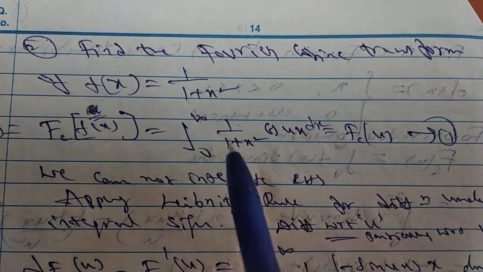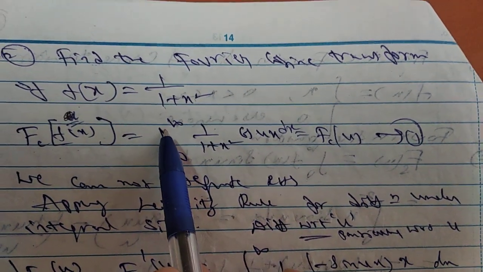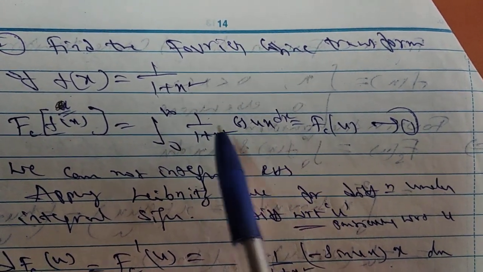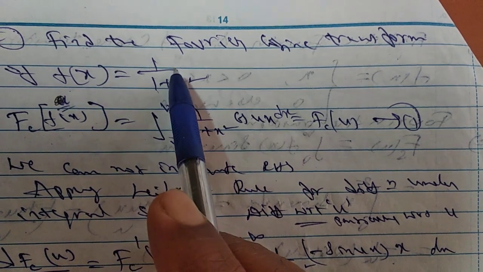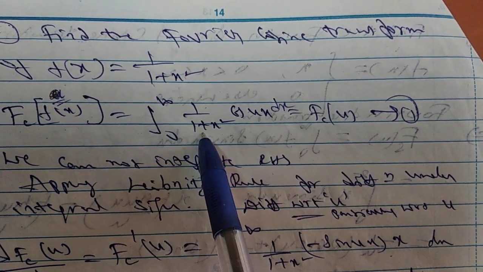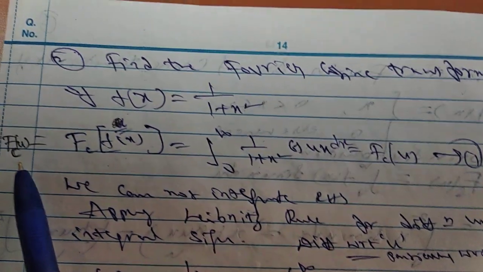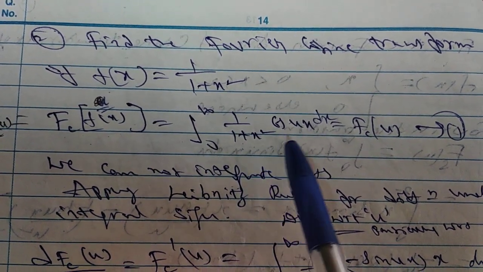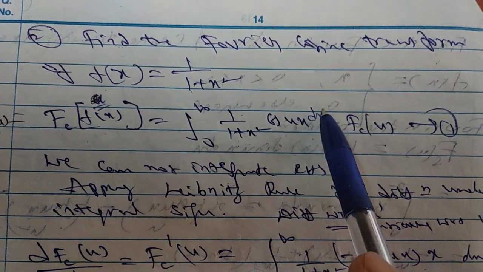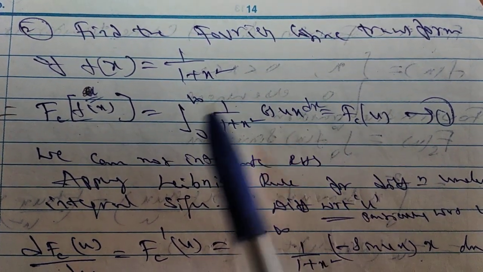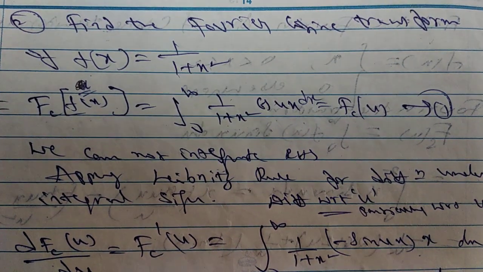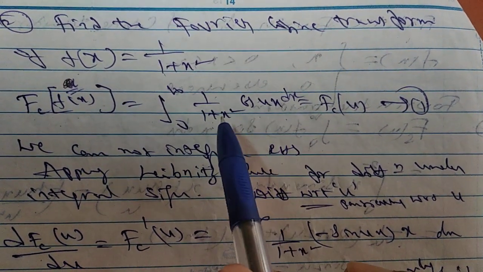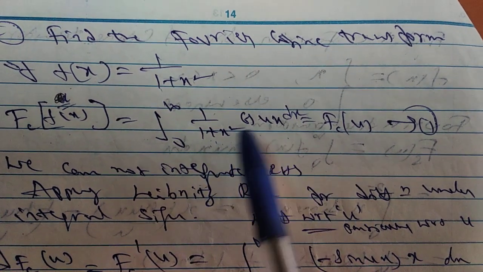F of u is equal to integral of 0 to infinity f of x cos ux into dx. So here what is f of x in this problem? F of x is equal to 1 over 1 plus x square. Therefore f of u is equal to integral of 0 to infinity 1 over 1 plus x square cos ux into dx. So this one you have to integrate. This is the answer, f of u. But how to integrate cos ux divided by 1 plus x square? Directly you can't integrate.